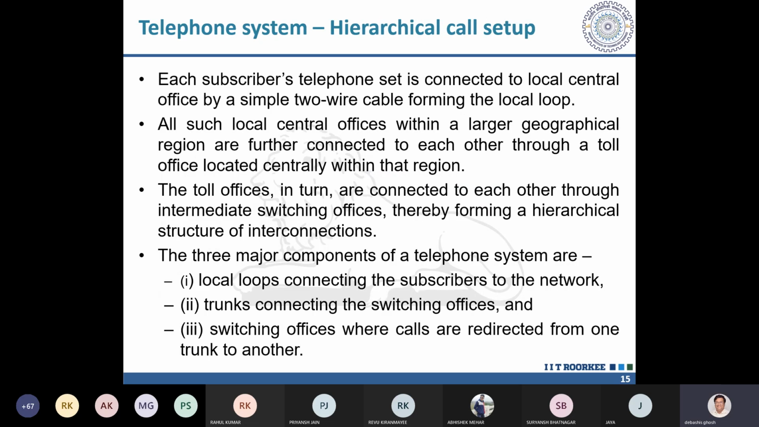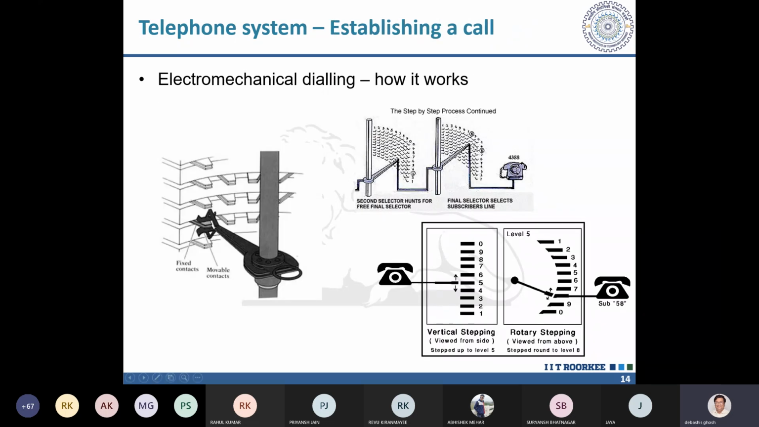So I have written the same thing here. Each subscriber's telephone set is connected to the local central office by a simple two-wire cable forming the loop. That is the first layer. Then all such local central offices within a larger geographical region are further connected to each other through a toll office located centrally within that region. So there will be a central office connecting them.